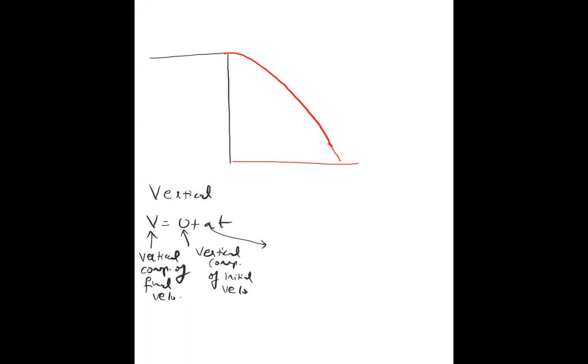This is also the vertical component of the acceleration, or vertical acceleration. And time is time only. There's nothing like horizontal or vertical time. Whatever time is taken is the time taken. So the final vertical component will be equal to the initial vertical component, as I told you, 0. Initial vertical component is 0. And acceleration is in the downward direction.